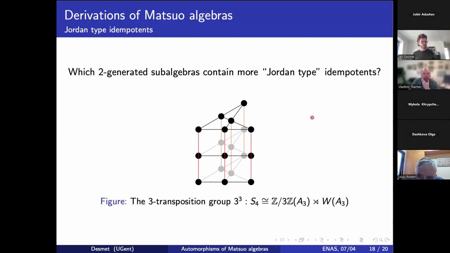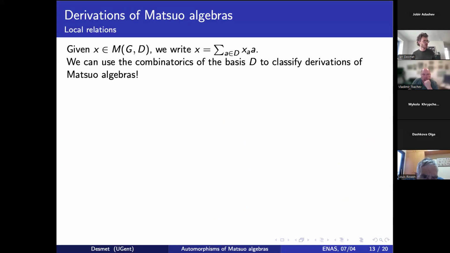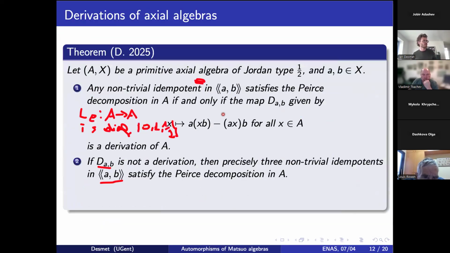Excuse me, can you just repeat, what do you mean by Jordan type idempotents? Yeah, it's what I mentioned in the theorem. In the theorem here, this satisfies the Peirce decomposition, right?